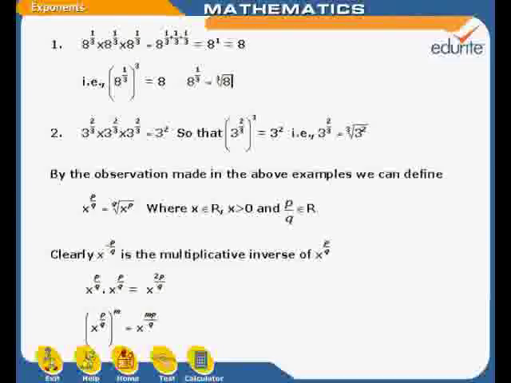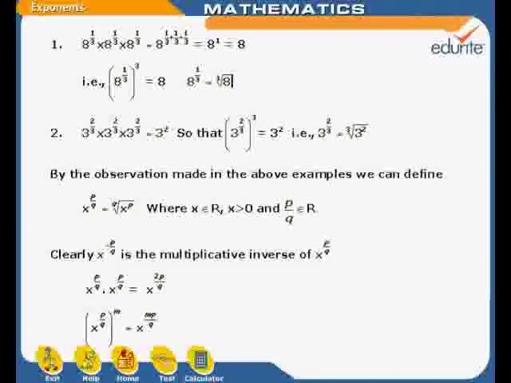2. 3 raised to the power 2 upon 3 into 3 raised to the power 2 upon 3 into 3 raised to the power 2 upon 3 is equal to 3 square. So that 3 raised to the power 2 upon 3 whole cube is equal to 3 square. That is, 3 raised to the power 2 upon 3 is equal to 3 radical 3 square.